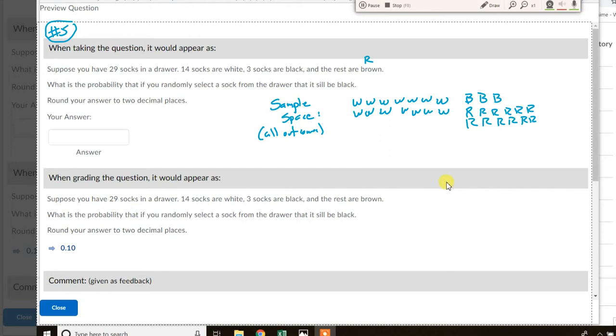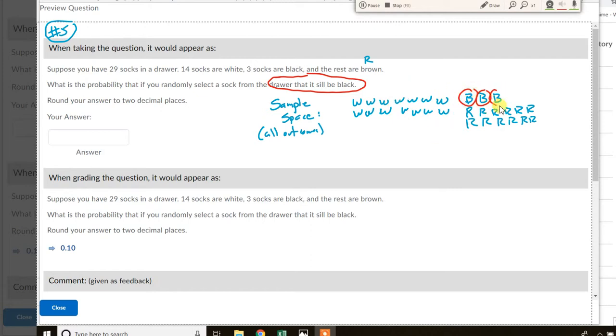Now, which of these are in the event that we're looking for? What's the event? The event is the special set of outcomes that are being singled out for analysis. The event we're looking for is that if we randomly select a sock from the drawer, it will be black. I think they meant will instead of sill. It's a misspelling. Sorry about that. So we're going to pull out a black sock from the drawer. Of these 29 outcomes, which ones are in the event?